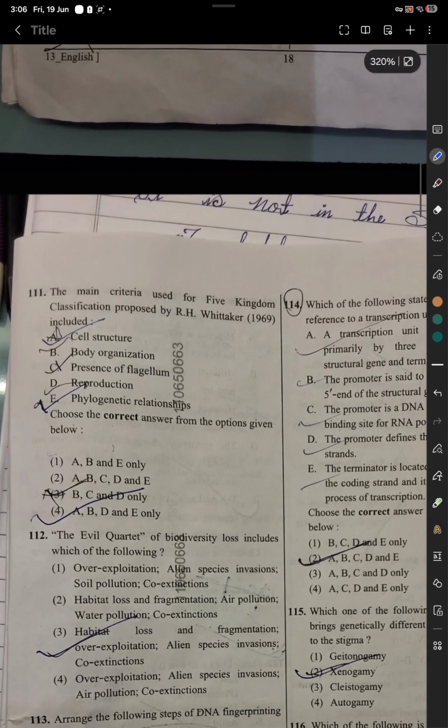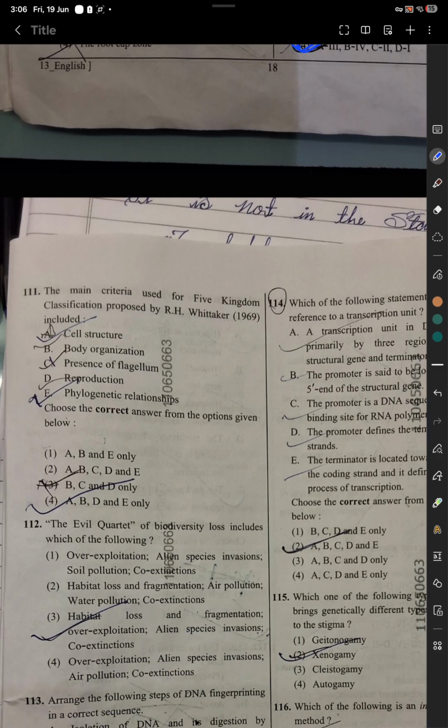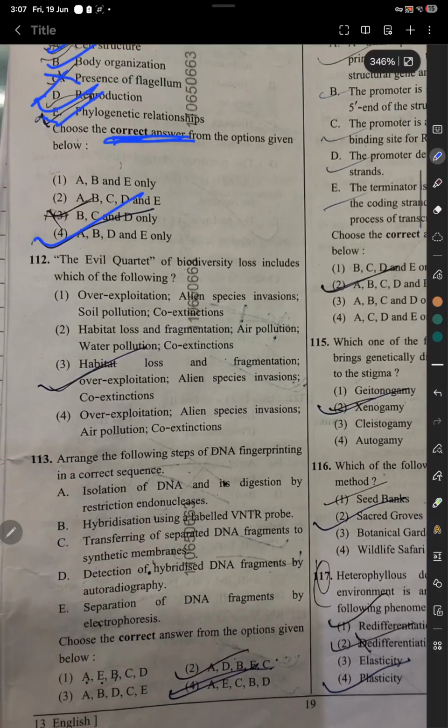Question 111 is about the main criteria used for five kingdom classification. Like there was a five kingdom classification in 1967, 1969. So you need to choose what criteria were used, not the ones which were not used. It's asking for the correct one, so you need to read the question properly. Option 4 will be correct: A, B, D, and E, that means cell structure, body organization, reproduction, and phylogenetic relationship. The presence of flagella was not in the criteria. So let's move to the next question.